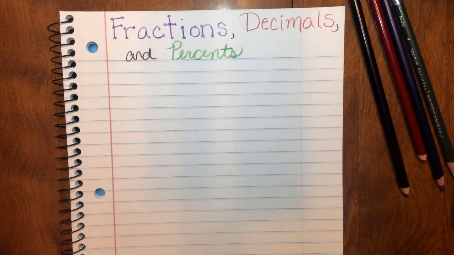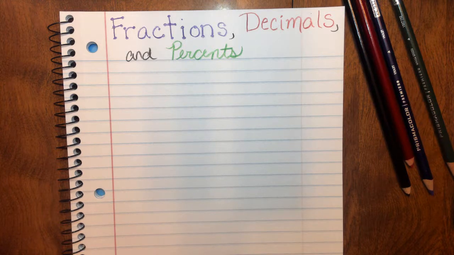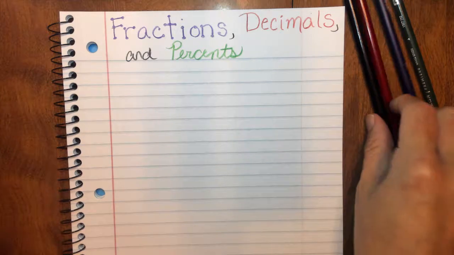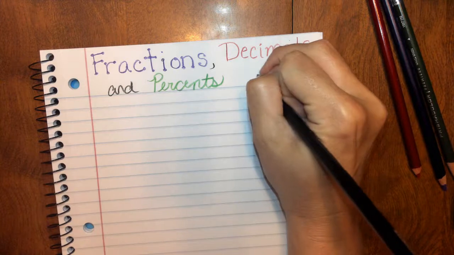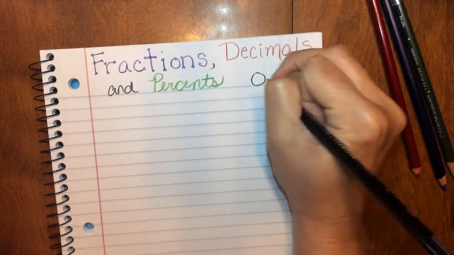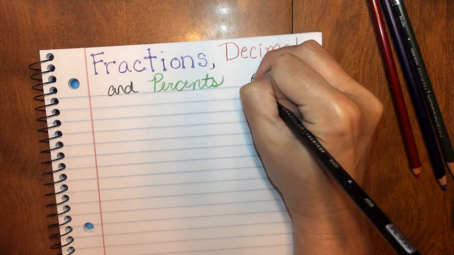Alright, so what we have today is an anchor chart about fractions, decimals, and percents or percentages, okay? And if we haven't talked about this before, we'll talk about it now. Fractions, decimals, and percents, I like to think of these as being kind of like Clark Kent.